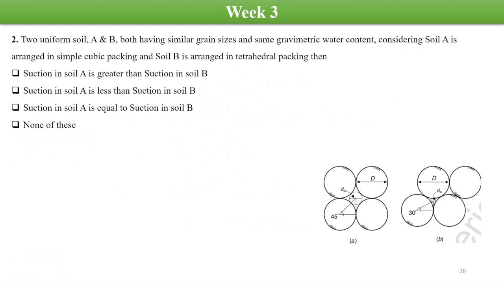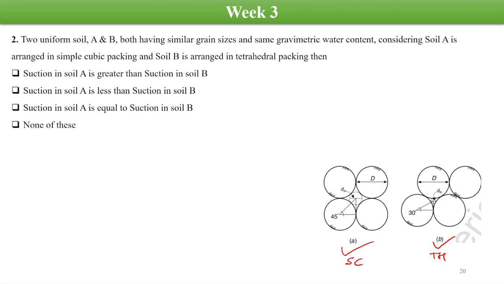The second question says that there are two uniform soils, A and B, both having similar grain sizes. So the D value is the same, and the same gravimetric water content. Considering soil A is arranged in simple cubical pattern, and soil B is arranged in tetrahedral pattern, we need to determine which option is correct.